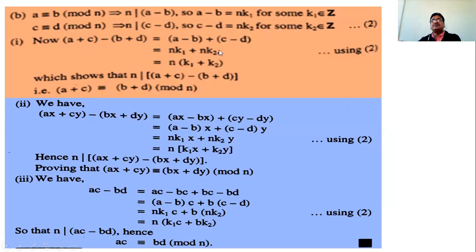The value of a − b is nk1, and the value of c − d is nk2, by using this equation. And then we take n as common. What do we have? k1 + k2. k1 and k2 are integers, and the addition of two integers is an integer. Therefore, k1 + k2 is an integer. And this implies (a + c) − (b + d) is expressed in the form n times some integer, so n divides (a + c) − (b + d). Therefore, a + c is congruent to b + d modulo n by using the definition of congruence relation.